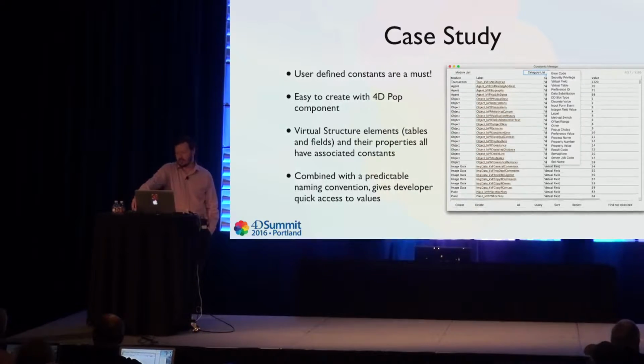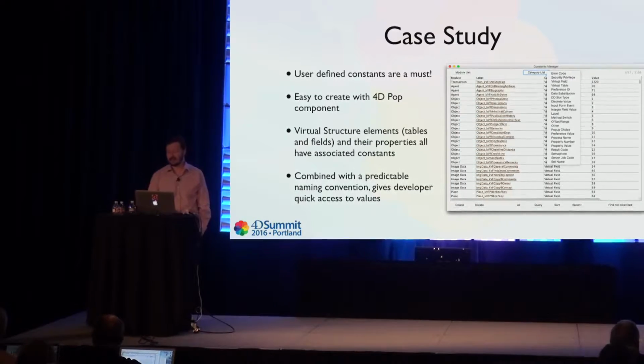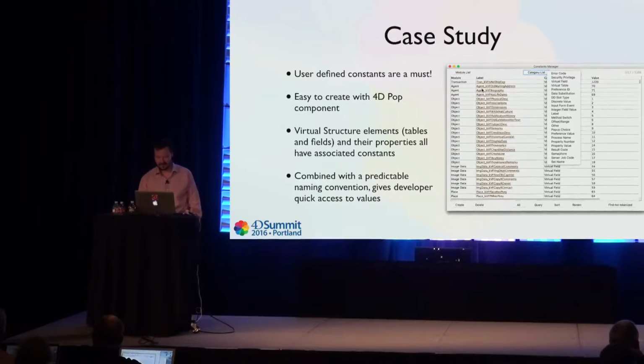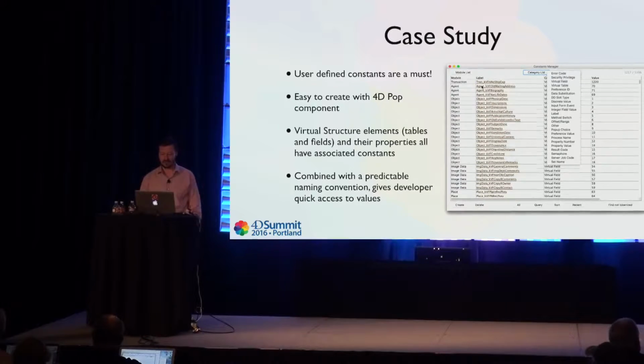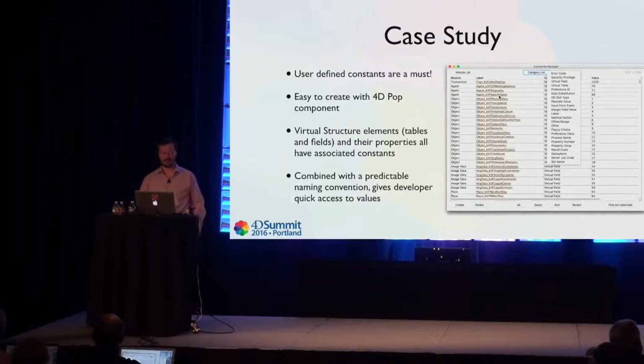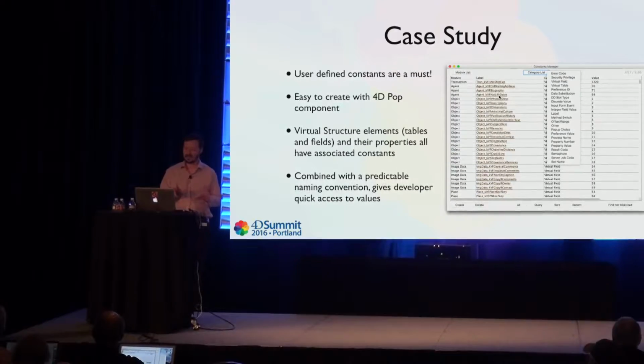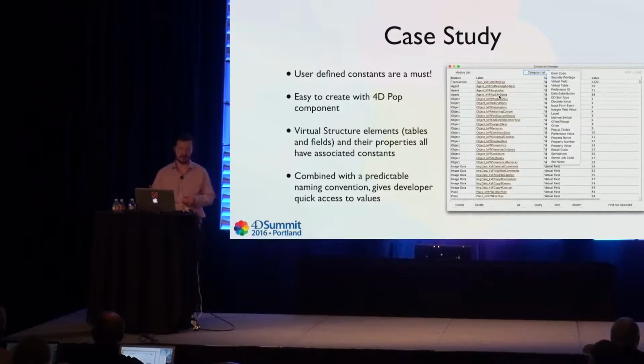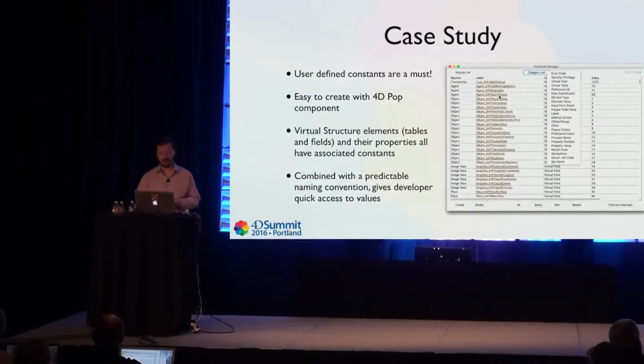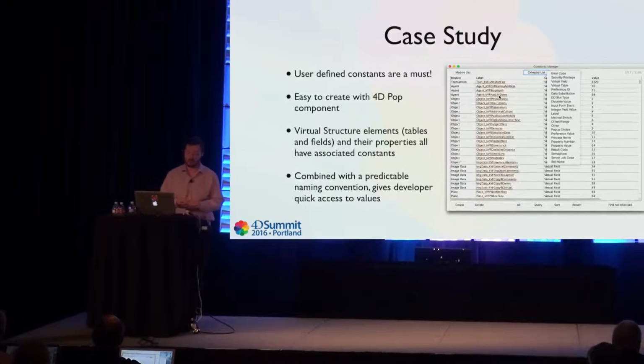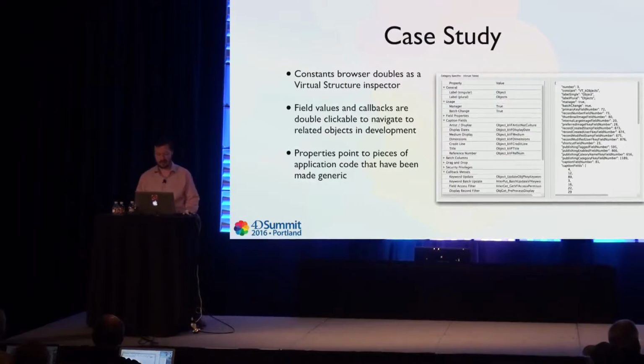If you put it together with a predictable naming convention, like if you see here, our fields are prefixed by their module, their table, agent, virtual field, and then their name, then it can be really easy. It's actually pretty nice. You can use the autocomplete, and it's a lot more readable than having a field number or something like that. Our constants browser doubles as a sort of virtual structure inspector.